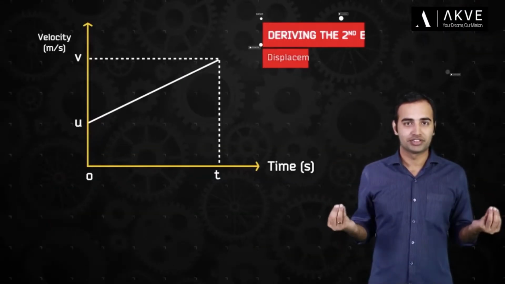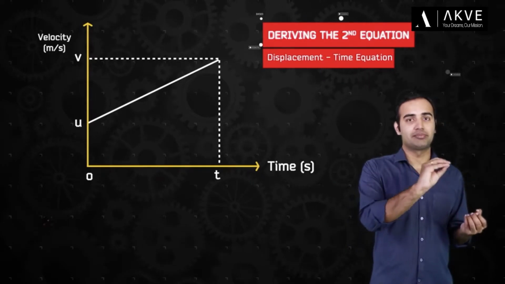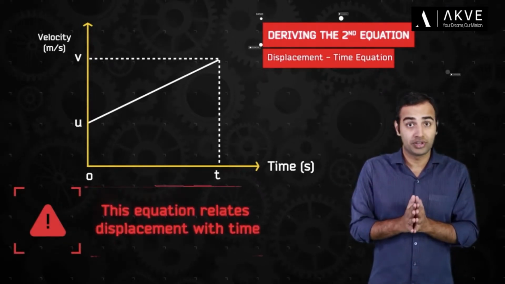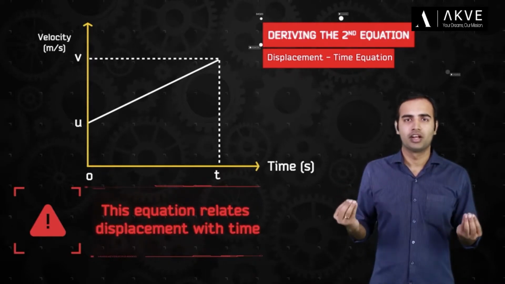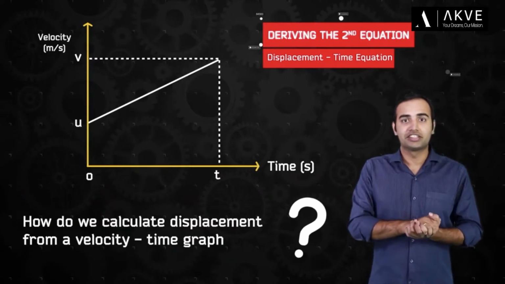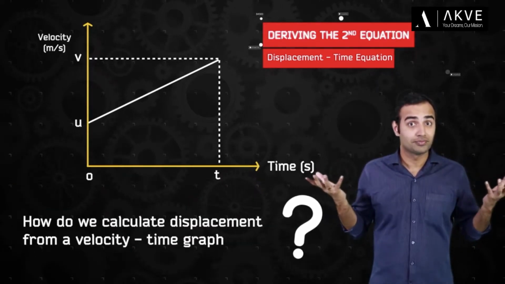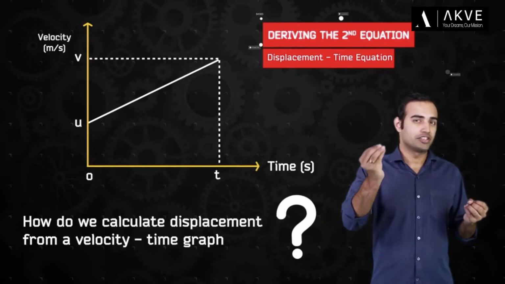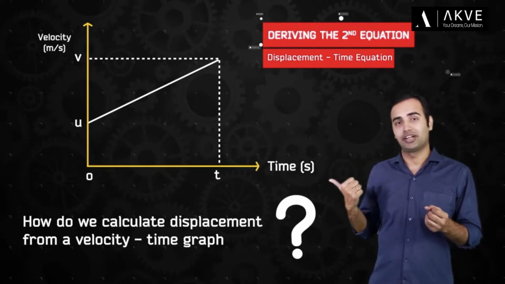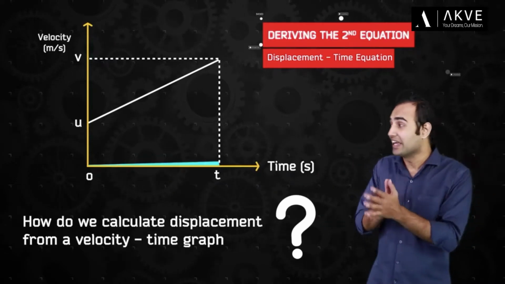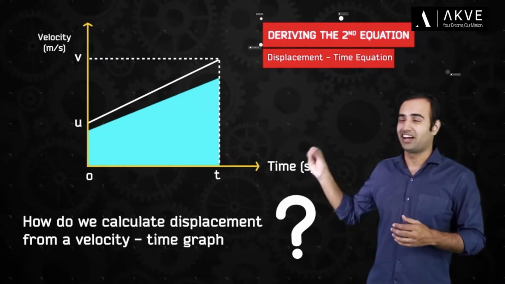Now, the second equation of motion is the displacement time equation. So here we are supposed to relate displacement with time. So tell me guys, how do we calculate displacement from a velocity time graph? Well, if you recall from one of our previous videos, then in a velocity time graph, displacement is nothing but the area under the plot or area under the graph.